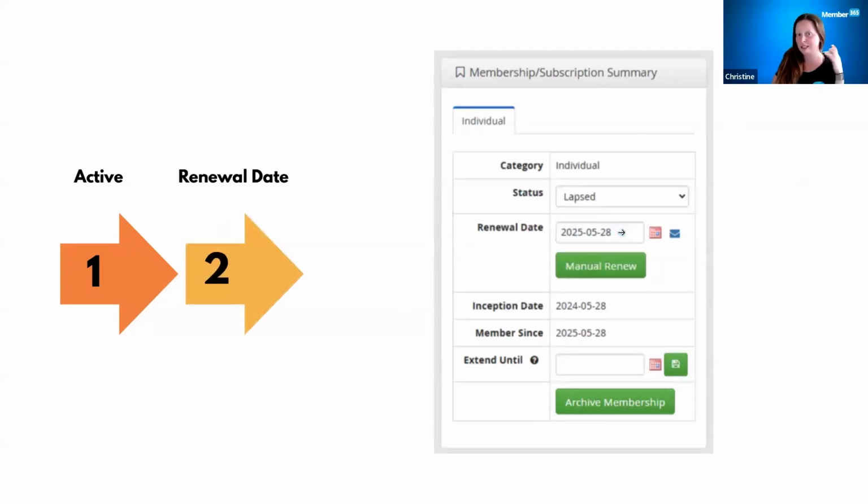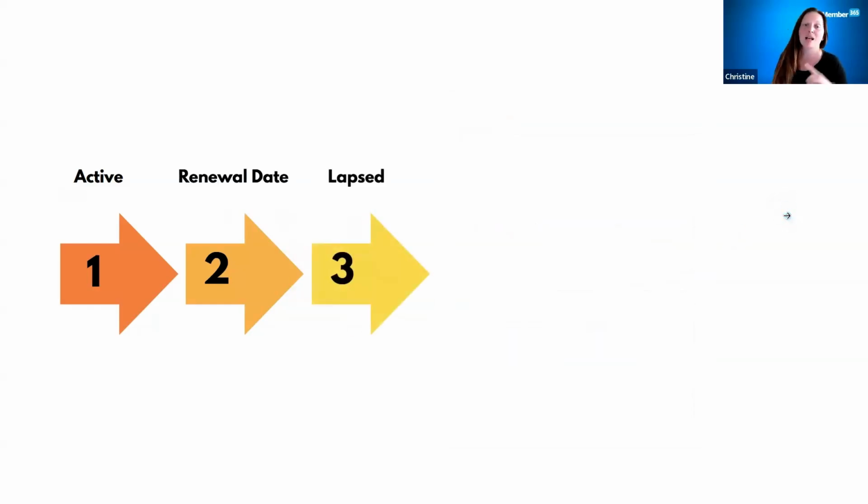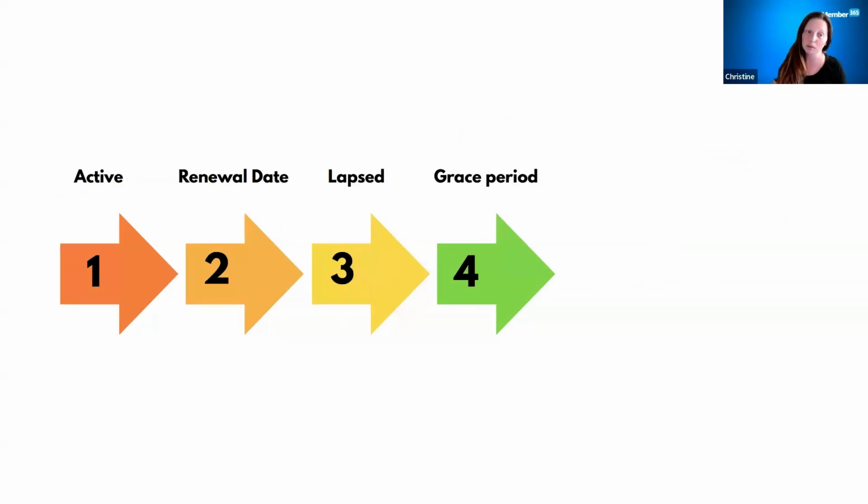At midnight, our nightly tasks will run and automatically lapse anyone that has that renewal date, so it's completely automated. They go from active to being a lapsed member. Now, some associations, and the industry standard, use a 30-day grace period. They go within a grace period where they're still a member with a lapsed status, and they can still do all the things that you need them to be able to do, and they can still renew their membership. Once that grace period is over, you have a few options.